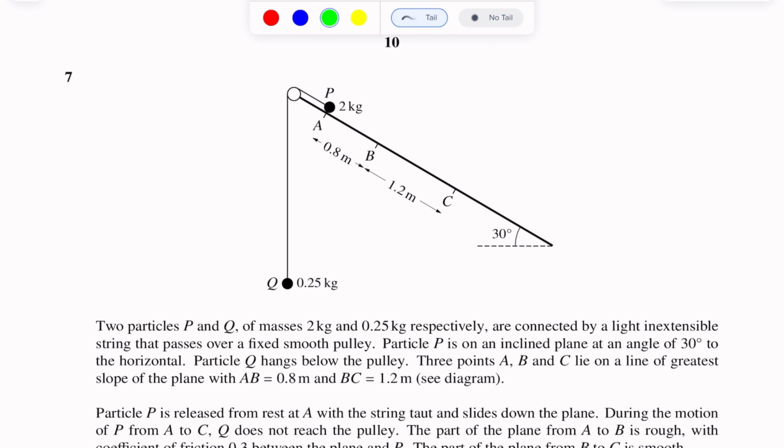Question number 7. This is the last question of this paper. This question is from Newton's laws of motion.